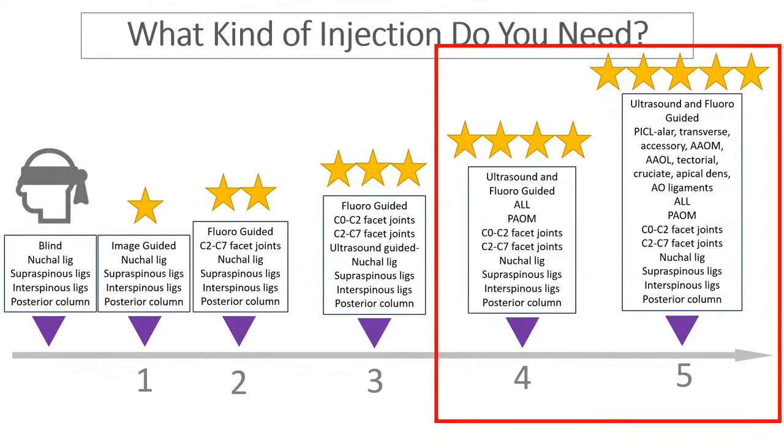So what kinds of injections can help this kind of instability? Really, these level 4 and 5 injections. And I say level 4 injections because we've got to get that C0 to C2 facet joint, but we also have to do other very, very specific ligament injections, like that AO ligament, or the lateral atlanto-occipital ligament, and a level 5 for that PICL approach from the front. That's the only way we're going to get the alar. That's the only way we're going to get things like that lateral AO oblique ligament that I was talking about.